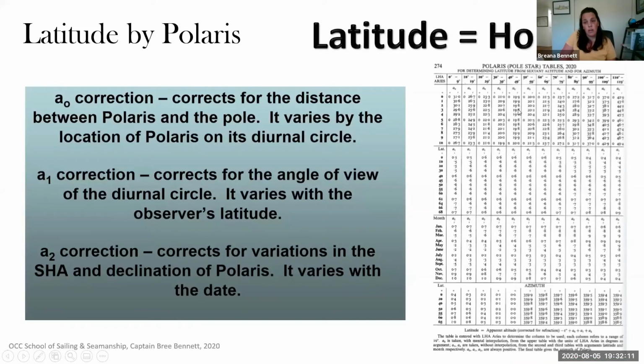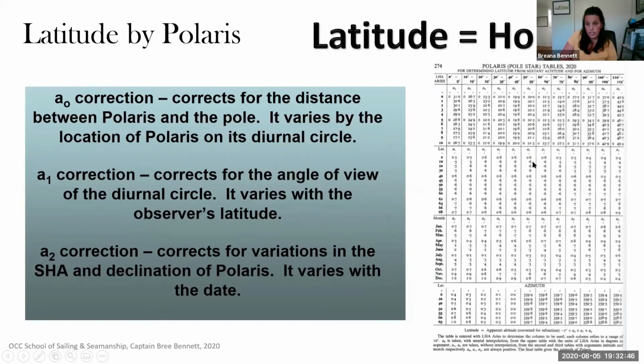What do all these corrections mean? Our A0, we go in with our LHA of Aries. That's the distance between Polaris and the pole. So again, it varies slightly within that 1 degree, so depending on the time of the year it's going to be a little bit different, within plus or minus 1 degree. Then we have our A1 correction, and that is based on our latitude.